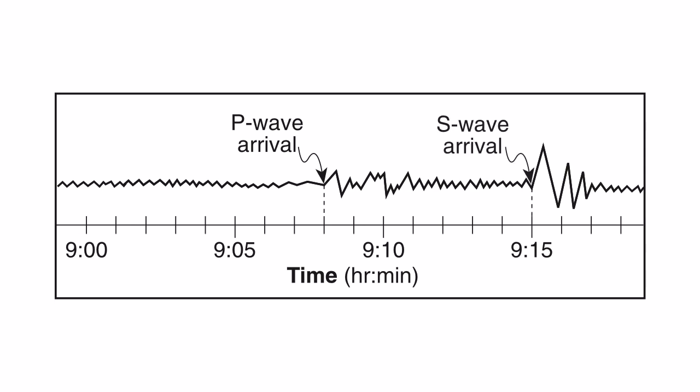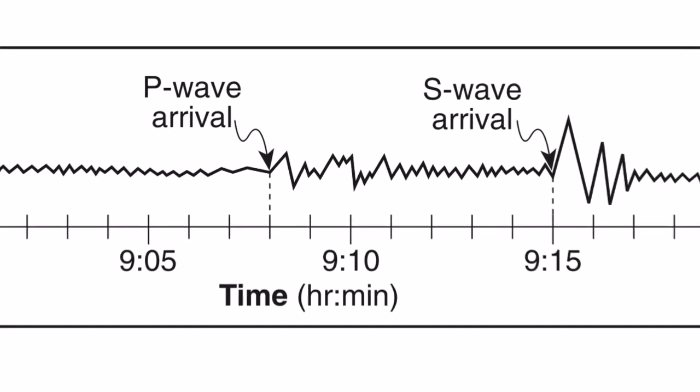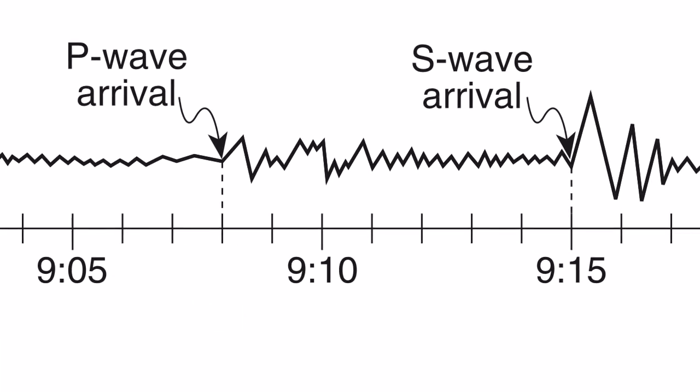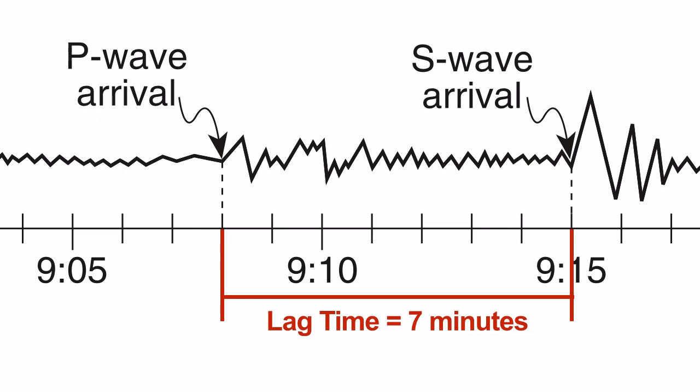Now, if we want to know how far we are from the earthquake, how far apart those two arrivals are can reveal that. So what we need to do is a little bit of simple math. We need to calculate something known as the lag time, which is simply the difference between the arrival of the P wave and the arrival of the S wave. Now, in this example, the P wave seems to have arrived at about 9:08 and the S wave at about 9:15. And that would give us a difference in arrival time, also known as a lag time, of 7 minutes.